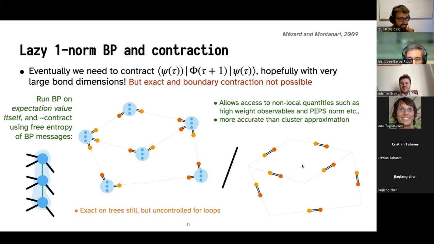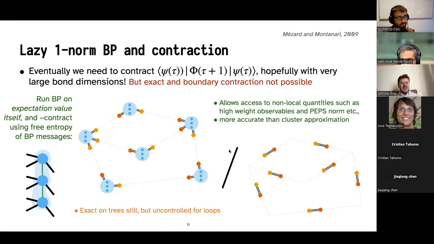And this is super nice because unlike usual cluster methods for computing quantities, it's an estimate of the global contraction. So it's no problem to do high weight, delocalized observables, that kind of thing. It's also implicitly normalized because all of these messages appear both in the numerator and denominator. And so we can directly estimate the norm of the PEPS or the PEPO.